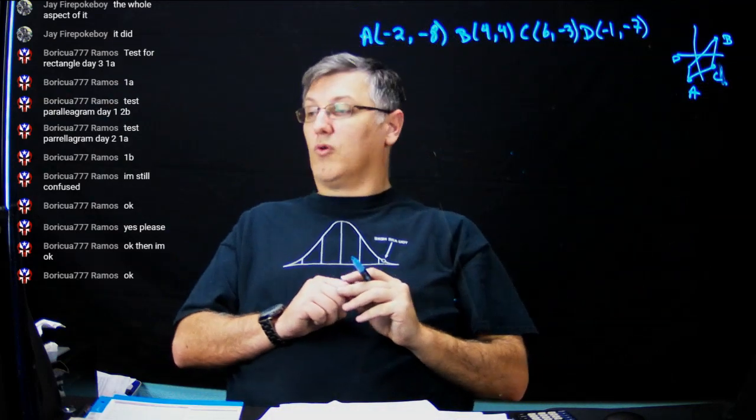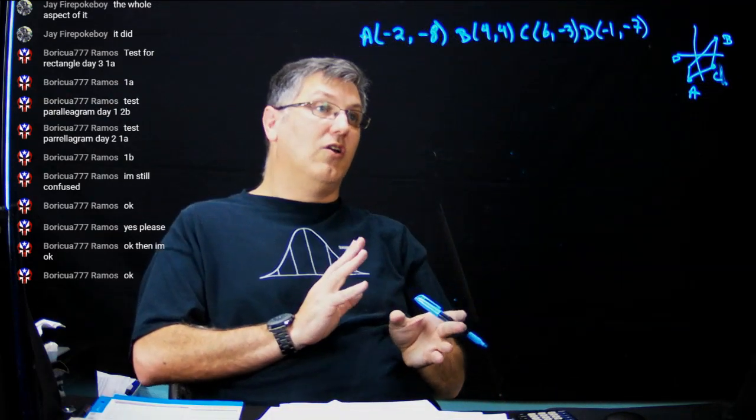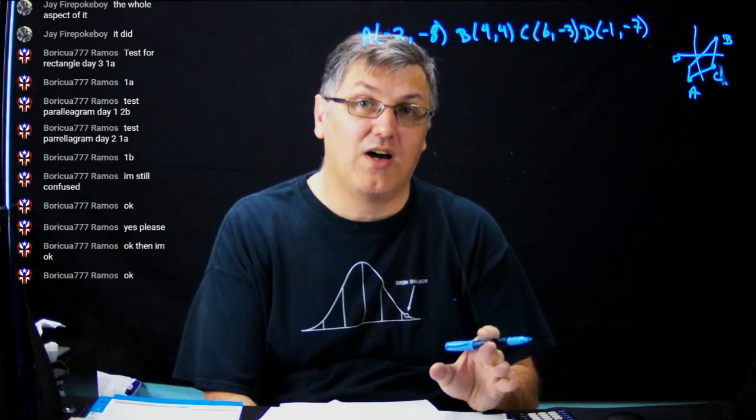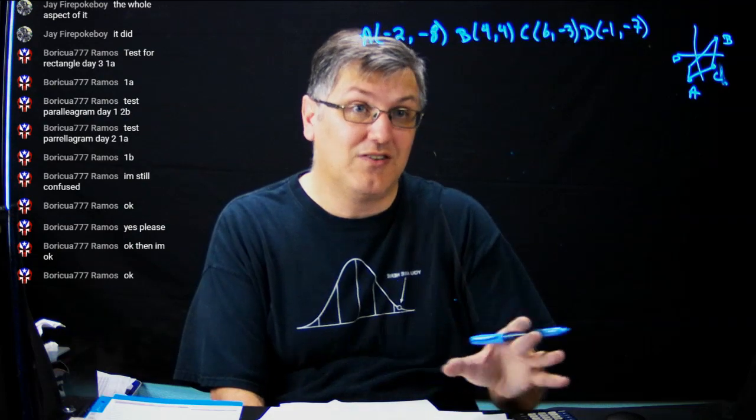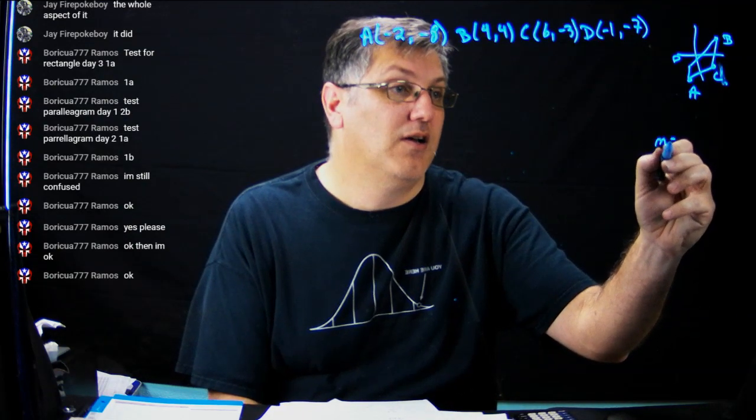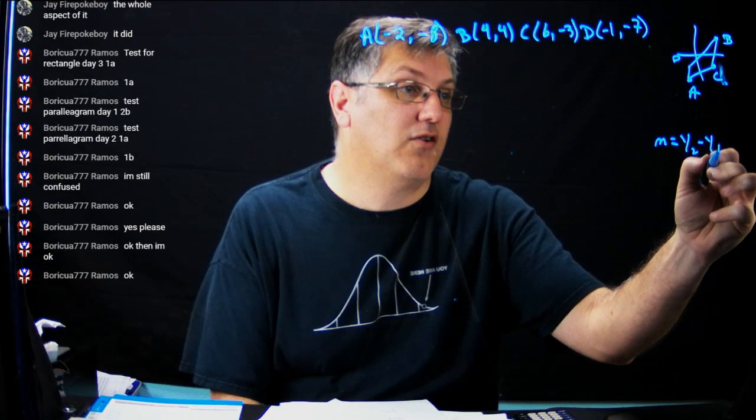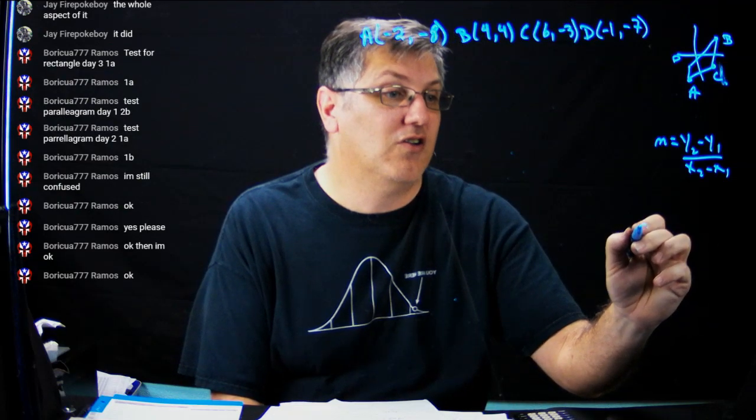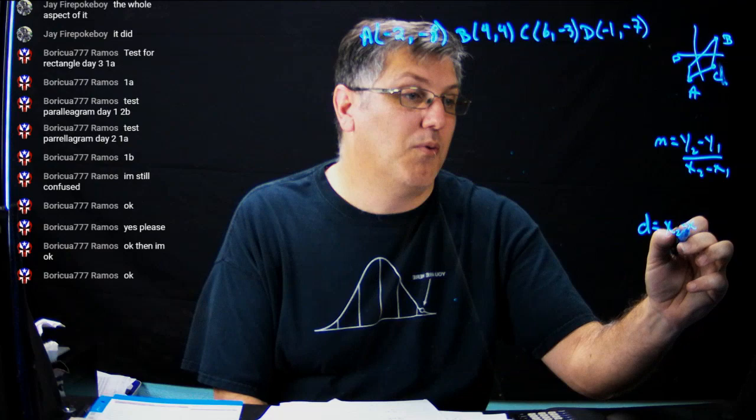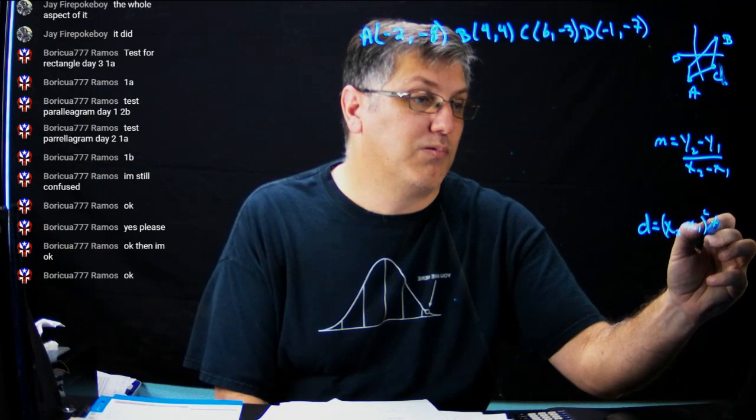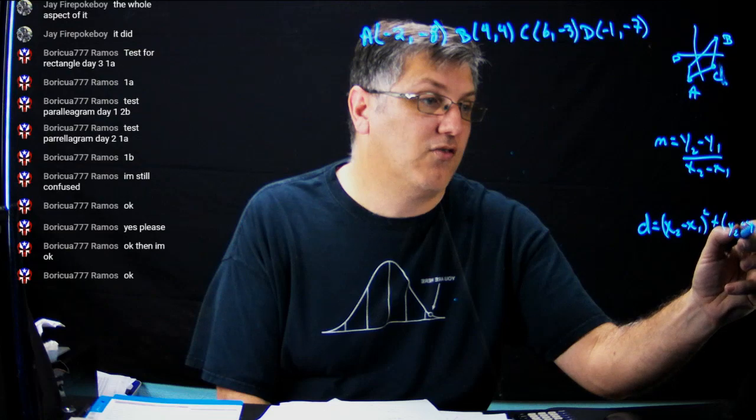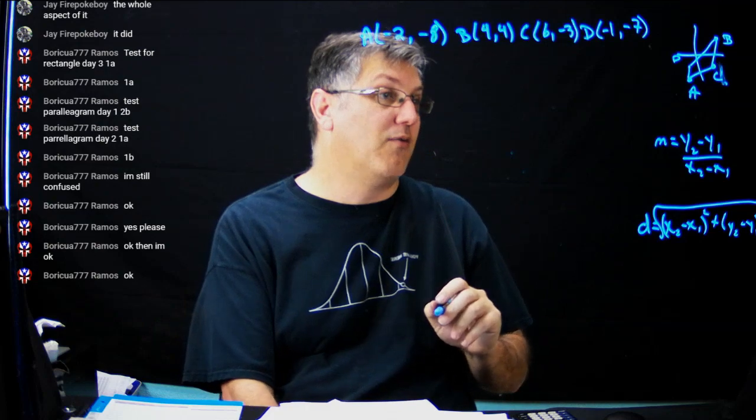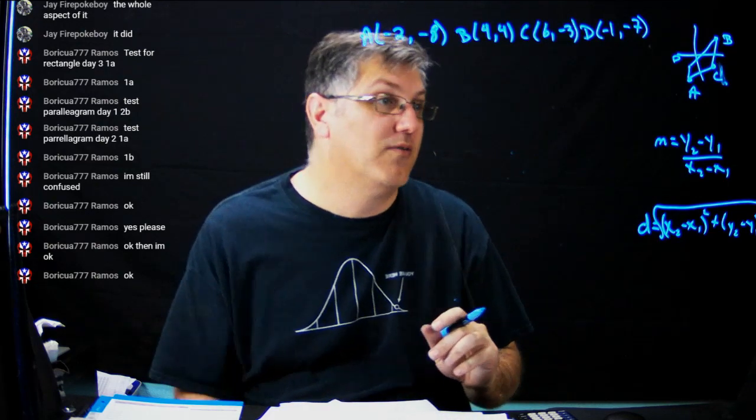Okay, so we're going to use distance and slope. What we need to do is prove that exactly one pair of opposite sides have the same distance and the same slope. That's it. So I need my slope formula, which is y2 minus y1 over x2 minus x1. And I need my distance formula, which is d equals the square root of (x2 minus x1) squared plus (y2 minus y1) squared. So there's my distance formula. Sorry, I ran off the board a little bit because they moved my camera.